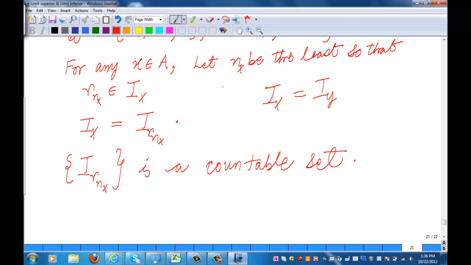So if I pick any x, y in A, what happens is that either these two are equal or Ix intersected with Iy is empty. Okay? So for any x, y in A, Ix is equal to Iy or Ix intersect Iy is empty. Now because of that, what can I say about the mapping that I have here?